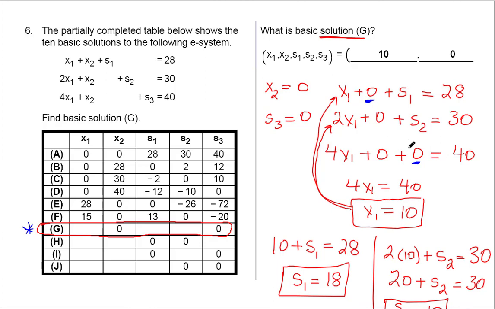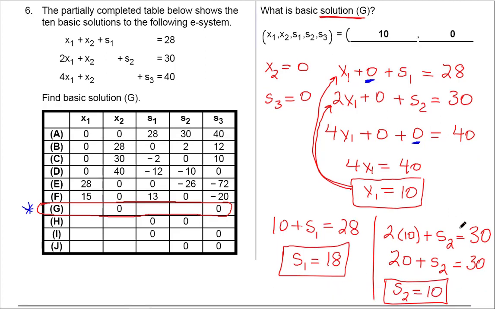So how do I solve something like this? Well, from this last equation, I get 4x1 is 40. Divide both sides by 4, and so I get x1 is 10. So now if I plug that in up here, 10, I can figure out what s1 is. And that would give me that s1 is 18.